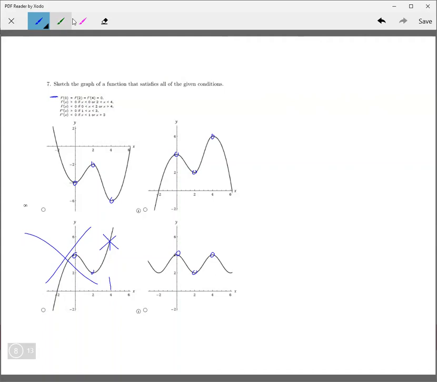Those are fine. The next condition is we want the first derivative to be positive if x is negative, and negative between 2 and 4. So in here we're fine, and between 2 and 4 it's negative, so they're decreasing there and there. Here it's increasing, so this one is out. And it's increasing there, so that's out too.